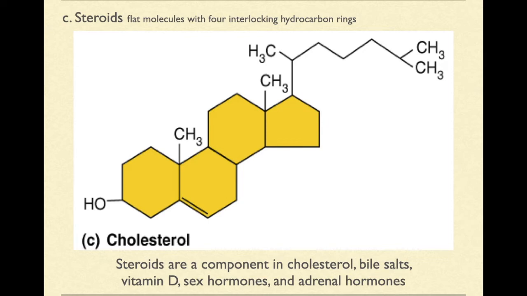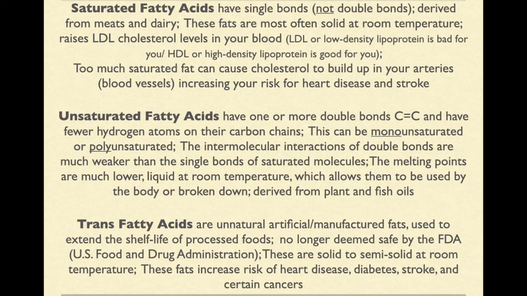And steroids primarily have a flat structure with four interlocking hydrocarbon rings. So you can kind of see those four rings there. Three of them are a hexagonal shape. Now, as we're talking about cholesterol, which is a type of steroid, there are three types of fats that you should be aware of. There's saturated fats, unsaturated fats, and trans fats.